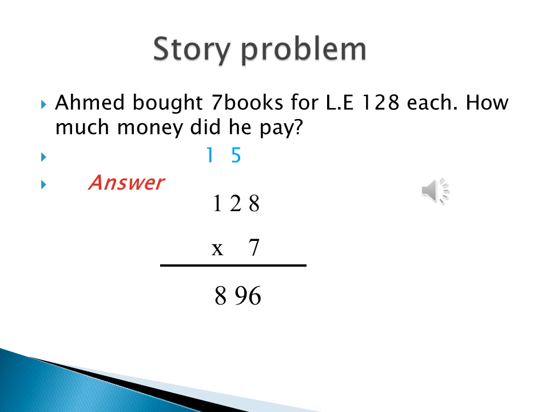Let's multiply together. 7 by 8, 56. 6 and carry up 5. 7 by 2, 14, plus 5 equals 19. 9 and carry up 1. 7 by 1, 7, plus 1 equals 8. So my final answer is 896.